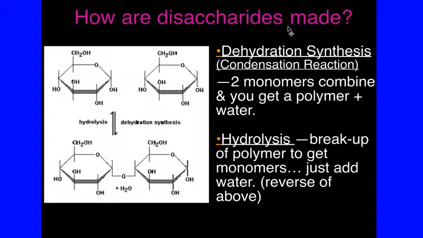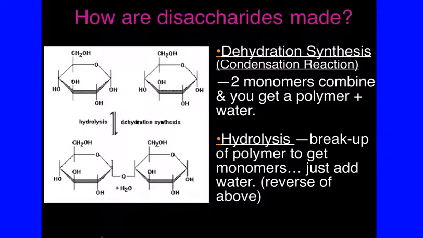So disaccharides are made through a process called dehydration synthesis. This is a type of condensation reaction. Condensation, if you think about your tea glass and you have some ice in your glass, and if you let it sit for a little while, water starts to form on the outside of the glass. That's condensation. And that's basically what happens when we combine 2 single sugars together.